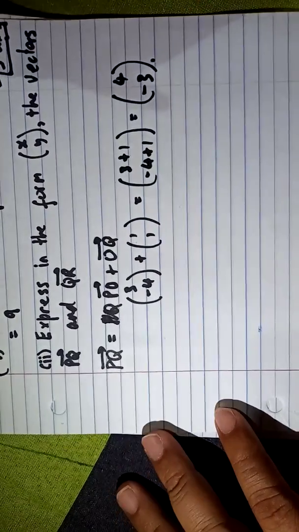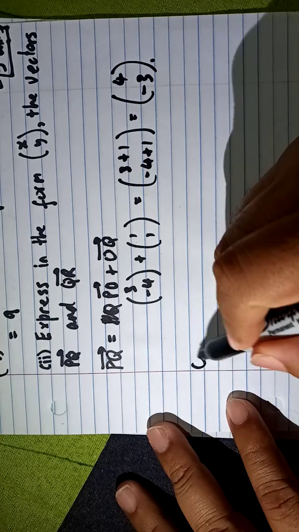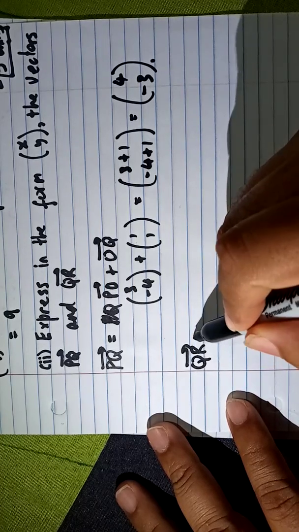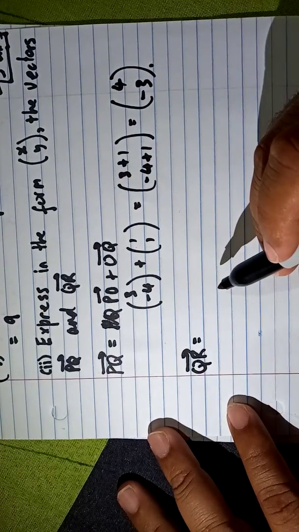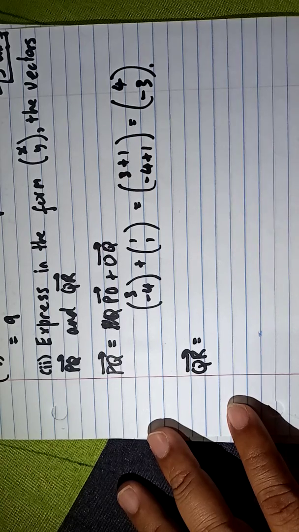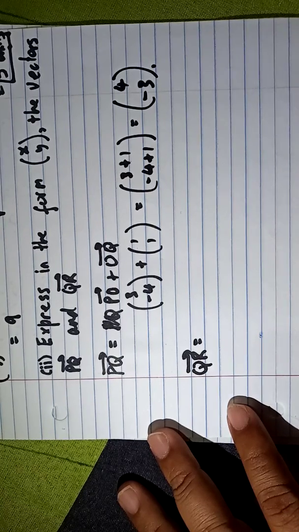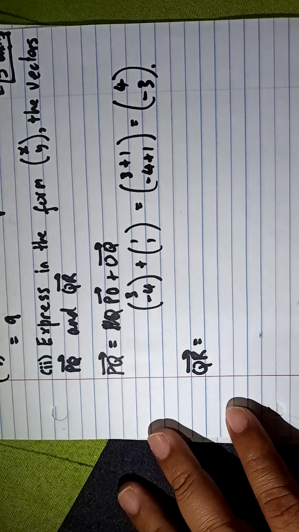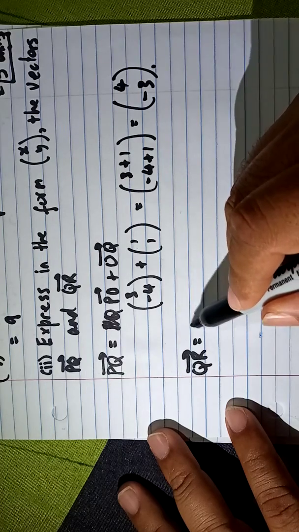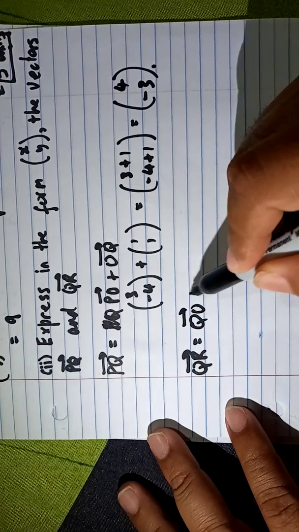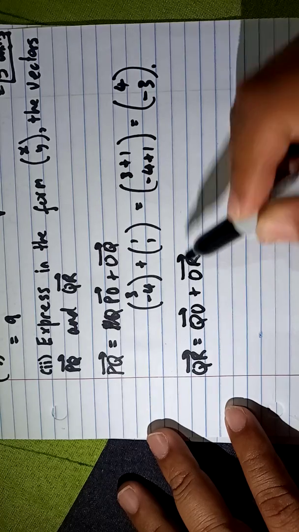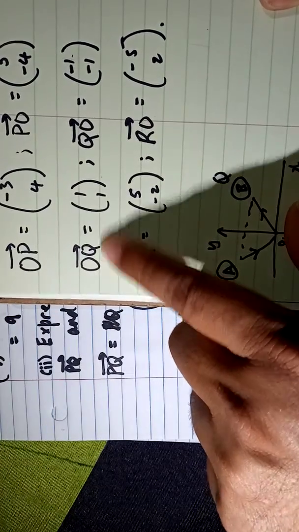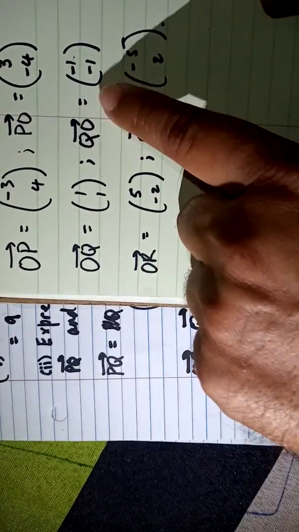Let's do the other one now. The other one is Q to R. So we're going to write a vector equation. What type of vector is this? It's a position vector, meaning that it's always going to go to the center. So to write the vector equation for QR, we write Q to O plus O to R. We know that O to Q is 1, 1, so Q to O will be negative 1, negative 1.